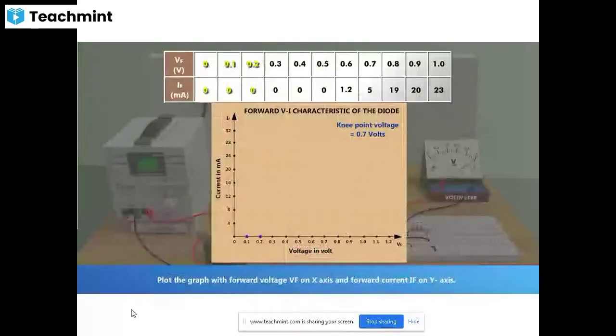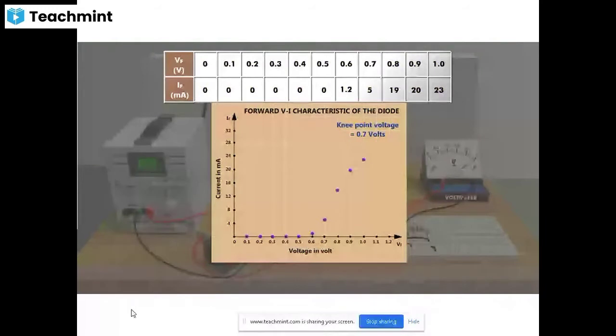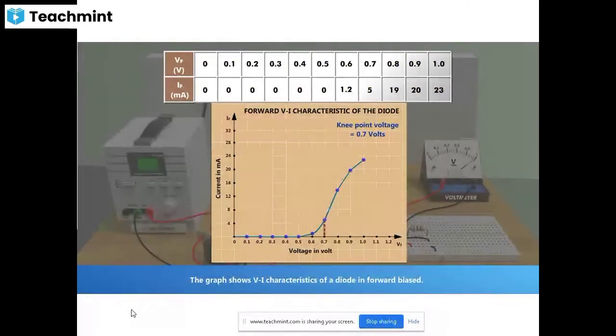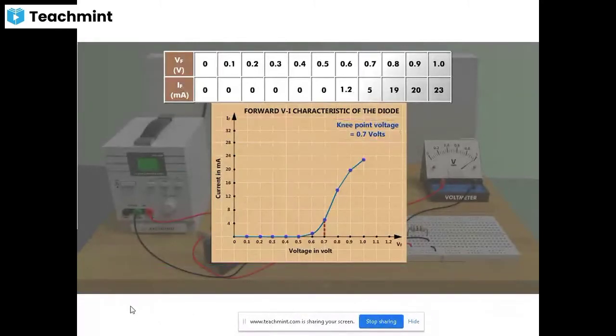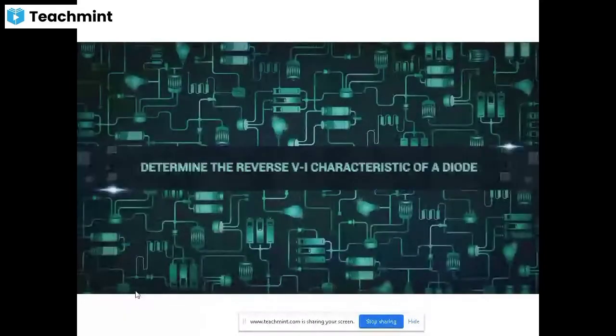Plot the graph with forward voltage Vf on the x-axis and forward current If on the y-axis. The graph shows the VI characteristics of the diode in forward biased. In the graph, note down the knee point voltage where the sudden rise in current occurs. Knee point voltage equal to 0.7 volt. Determine the reverse VI characteristics of a diode.